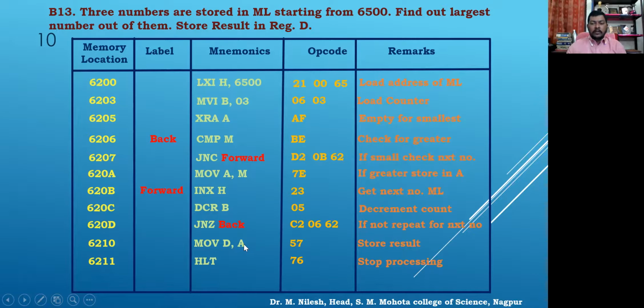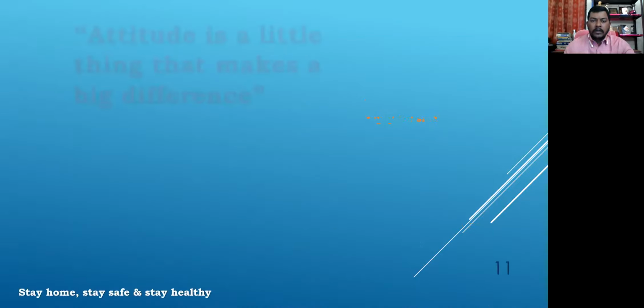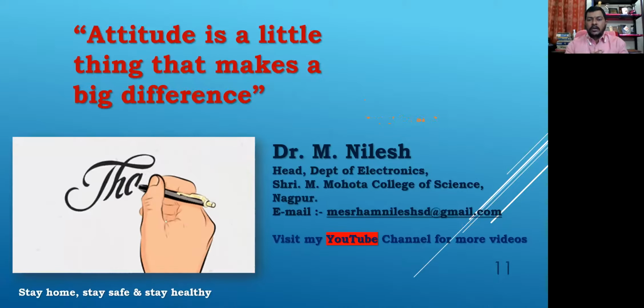So we will move the number in the accumulator to register D, where the data is to be stored. And lastly, we will say halt, to stop the processing, that is 76. So this is the program that we are writing over here. I guess you have understood this program, so this is all for today.